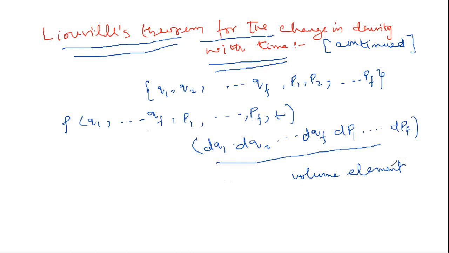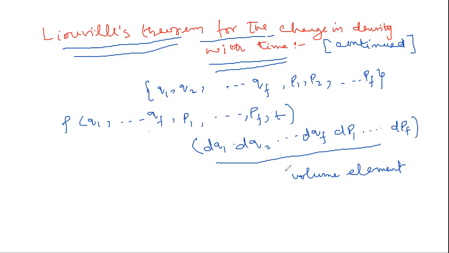Now, the number of systems in the ensemble at time t that lie in this volume, in other words that have positions and momenta in this element of volume of phase space, lying between q1 and q1 plus dq1, q2 and q2 plus dq2, similarly up to pf and pf plus dpf, that number of systems will be simply this density function times this volume element. So if I multiply this density function by this volume element, I will get the number of systems in the ensemble under consideration, which at time t have positions and momenta lying in this element of volume.